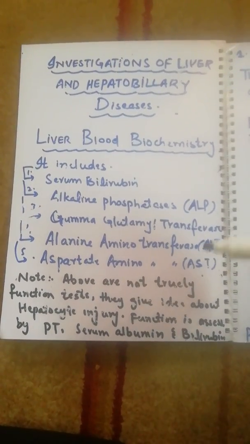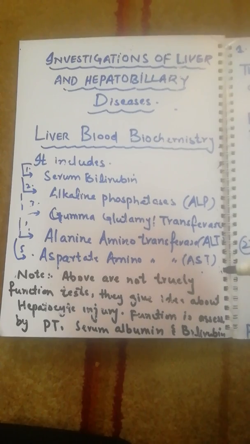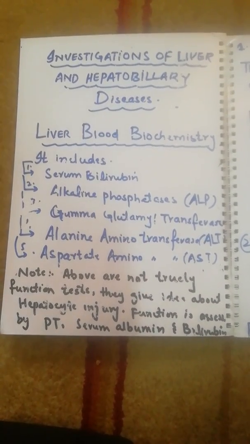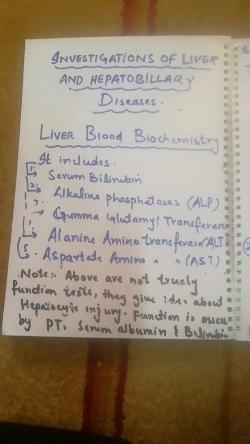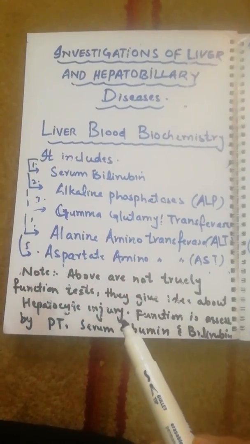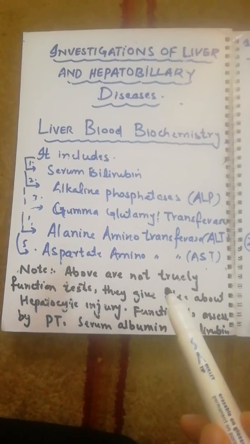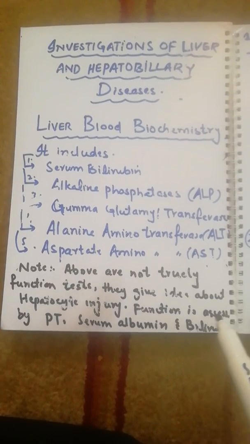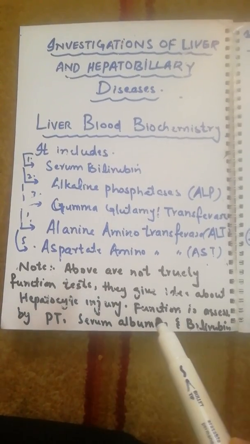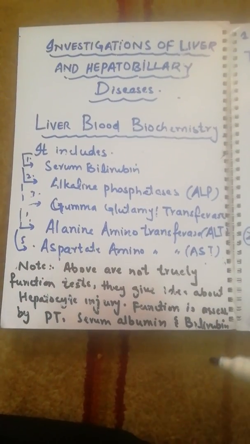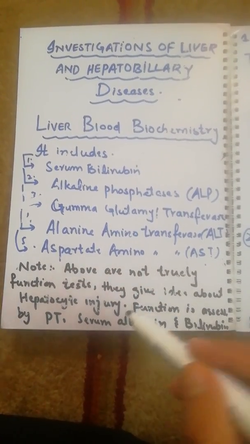Keep in mind that all these above tests are not truly function tests. They do not tell us about the function of the liver. We call it liver function test, but they truly do not tell us about the function. They give an idea about hepatocyte injury more than the function of hepatocytes. Function of the liver is assessed by the prothrombin time, serum albumin, and bilirubin. So function is best assessed by the prothrombin time, serum albumin, and bilirubin.